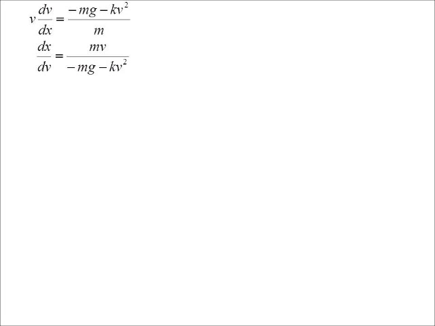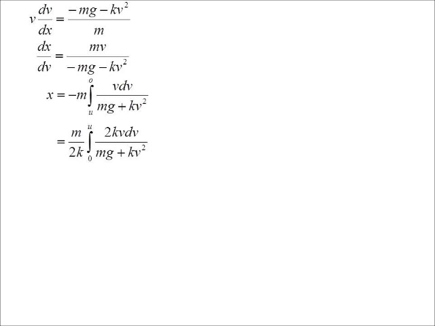And because I've turned it upside down, it's convenient to have it all as one fraction as well, you'll notice. So I now have mv over minus mg minus kv squared. Okay, so x, my displacement, is going to be, I'm going from a velocity of u, the initial velocity, up to a velocity of 0, because we're finding the greatest height, and the greatest height occurs when velocity is 0.